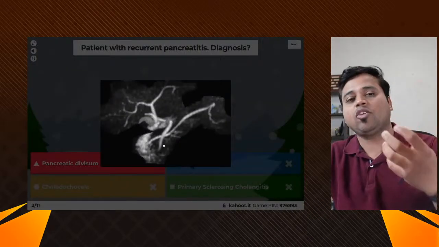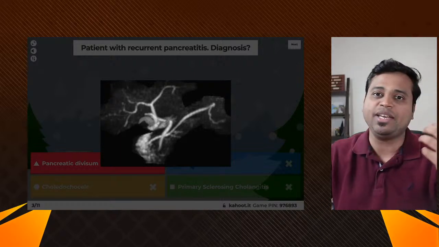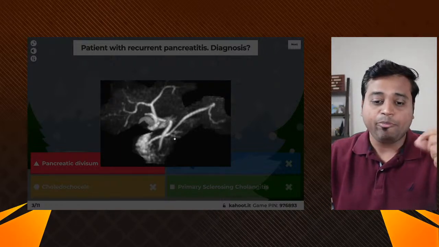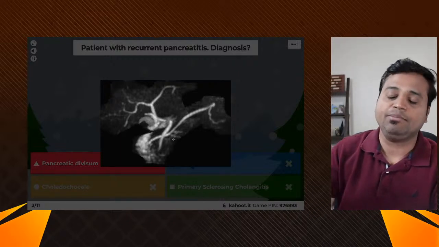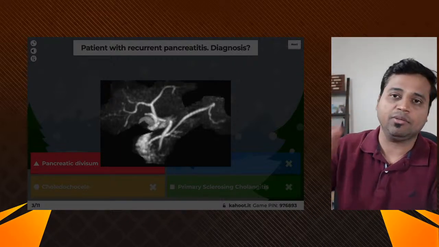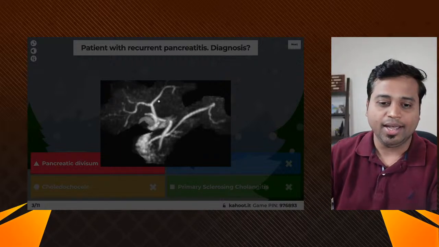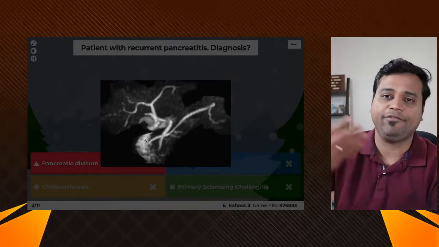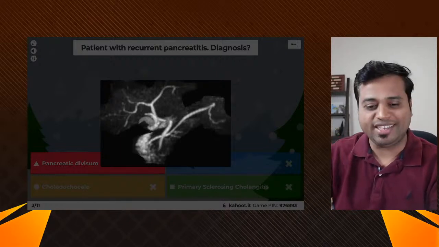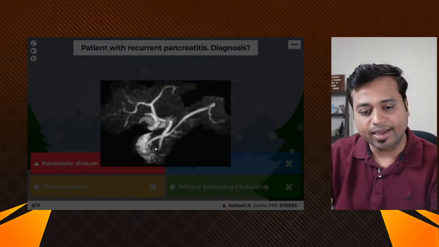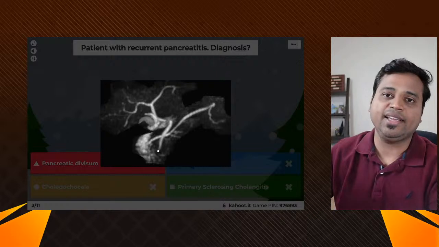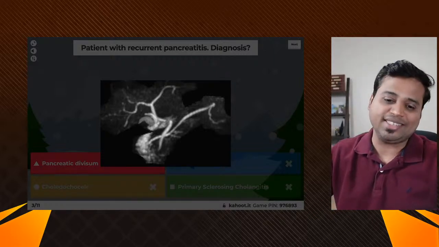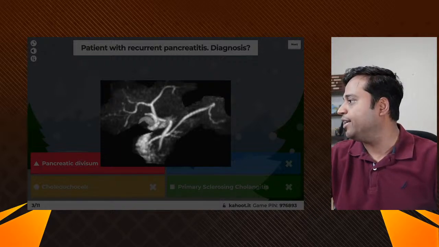IgG4 disease can cause uniform narrowing of the CBD because of the thickening that it causes. This is definitely not that. Primary sclerosing cholangitis, the typical imaging feature would be a string and beaded kind of appearance of the intrahepatic bile ducts. And finally, choledochocele, there are different types. The choledochocele would be seen as a focal dilatation at the lower end of the CBD. So those were the other differentials. The correct diagnosis in this case was pancreatic divisum.